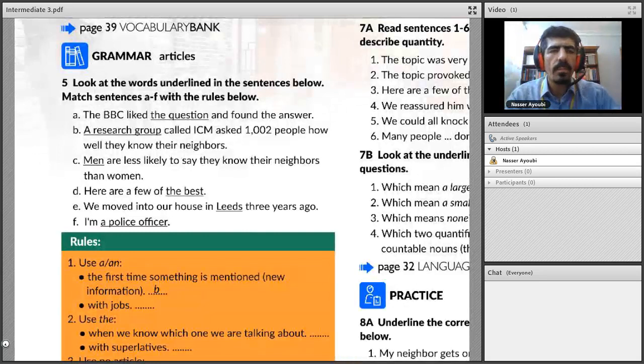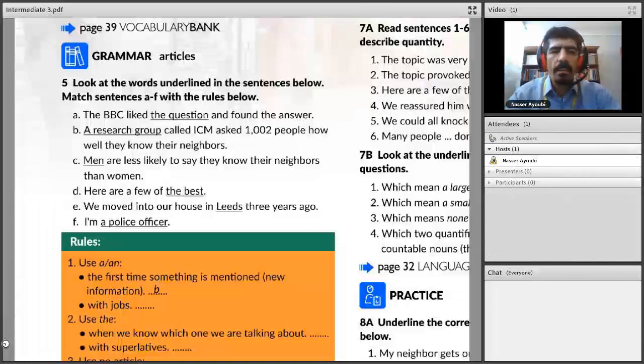Grammar, articles. You've certainly studied articles and you know about them. Articles consist of a or an and the. Sometimes we don't use any article and we call it zero article. Look at the words underlined in the sentences below. Match sentences A to F with the rules below.